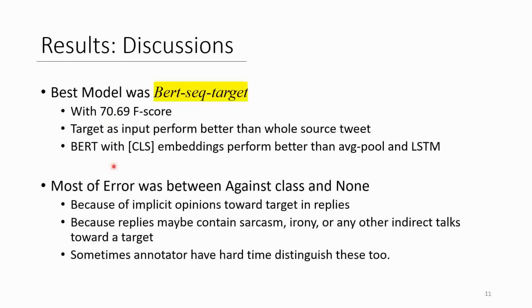Most of the errors in the data were between the against class and the none class because of implicit opinion toward the target in replies. And replies may contain sarcasm, irony, or any other indirect talk toward the target. Sometimes annotators also have a hard time distinguishing these replies too.